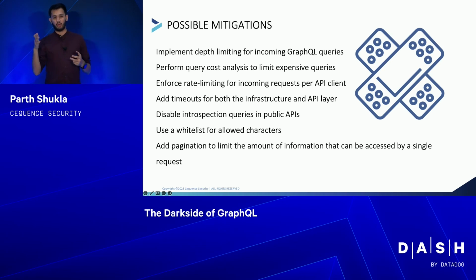But what if I call those 5 queries 100 times? Then it would be the same scenario. So for that reason, you should have rate limiting in place. Disable introspection queries in public APIs.